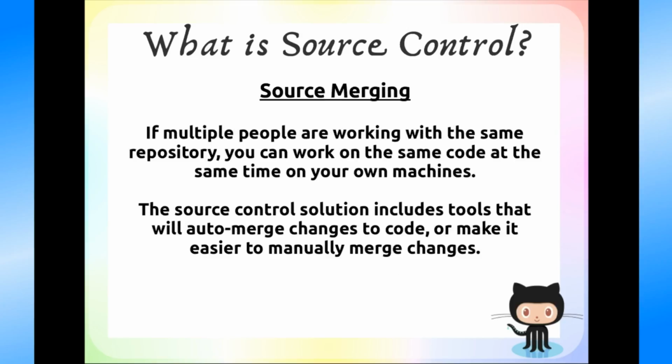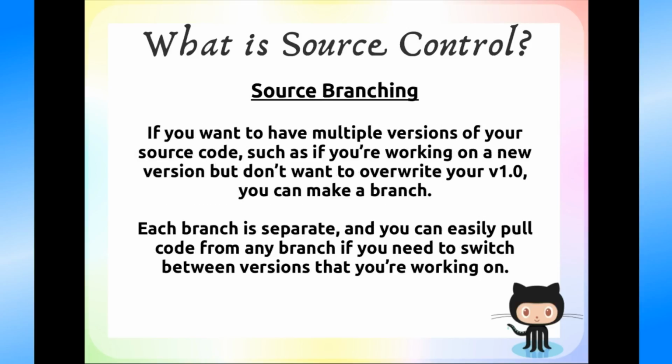If multiple people are working with the same repository, you can work on the same code at the same time on your own machines. The source control solution includes tools that will auto-merge changes to the code, or if it can't figure it out itself, it has tools to help you manually merge your code easier. And if you want to have multiple versions of your source code, such as if you're working on a new version but you don't want to overwrite your version 1.0, you can make a branch. Each branch is separate, and you can easily pull code from any branch you need to switch between versions that you're working on.